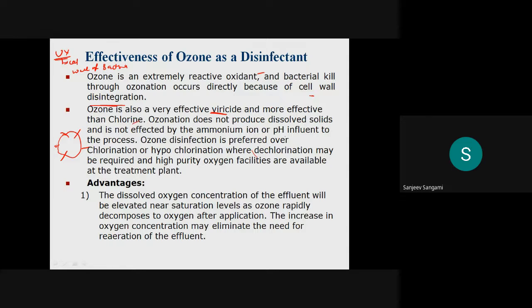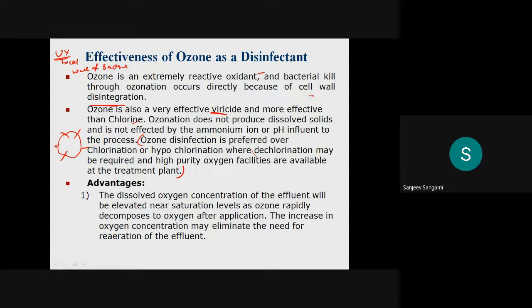Ozonation does not produce dissolved solids and it's not affected by ammonium ion or the pH of the effluent to the process. So ozone disinfection is preferred over chlorination or hypochlorination where dechlorination may be required and high purity oxygen facilities are available at the treatment plant. This we'll discuss later. As of now, ozone disinfection is preferred because it is not going to produce any dissolved solids.